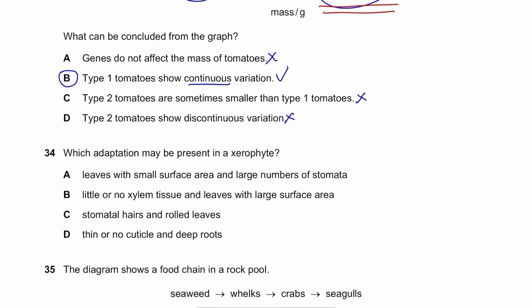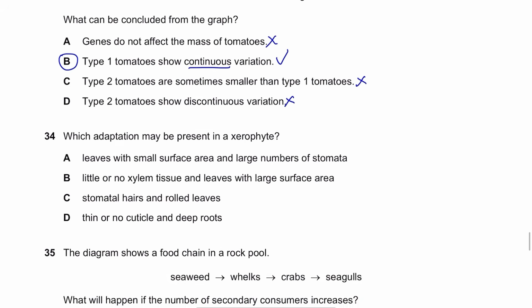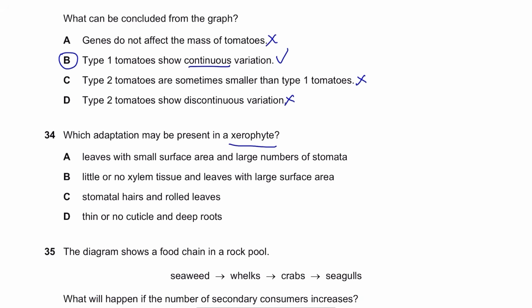Question 34. Which adaptation may be present in a xerophyte? Leaves with small surface area and large number of stomata. Alright, having a small surface area is good, but having a large number of stomata? No, you need a small number of stomata so that there will be less water loss due to evaporation or transpiration.